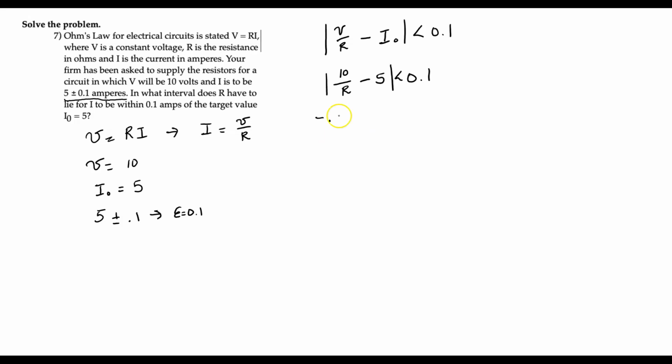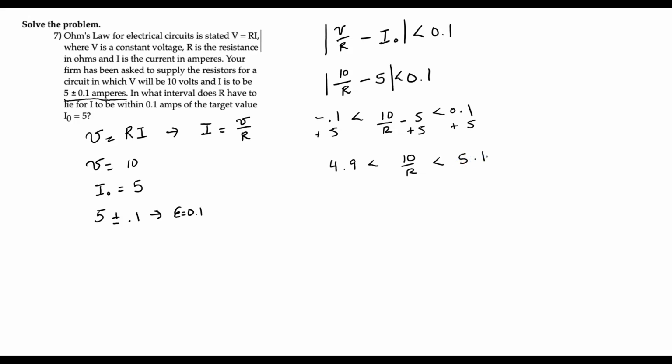All right, 0.1 there. Looks something like that. We've got that set up. Now we're going to add 5 to both sides. We have something that looks like this: 4.9 less than 10 divided by R less than 5.1.